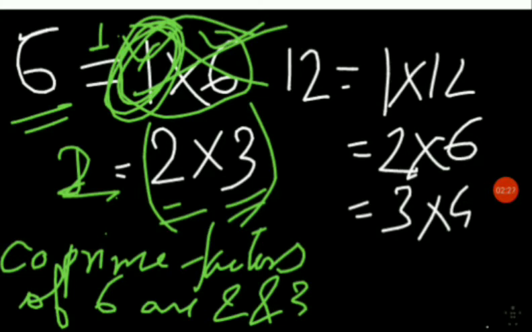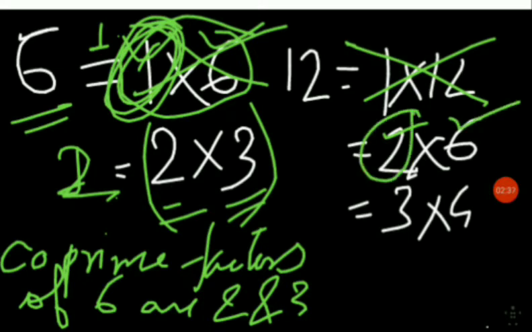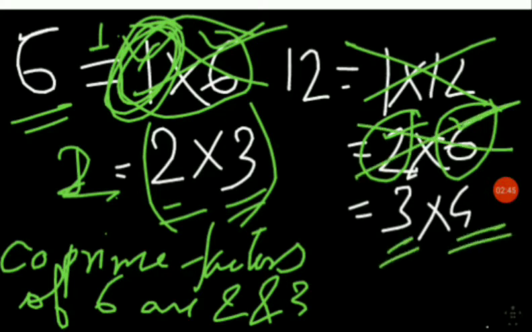Similarly, in case of 12, I have already told you, wherever there is 1, you cannot take it into account. Next, 2 and 6. Now 2 and 6, 2 is a factor of 6. So that means they are sharing something common. So this is also not considered. Now remaining is 3 and 4. And 3 and 4 do not share anything in common. They don't have common terms. So that means coprime factors of 12 are 3 and 4.